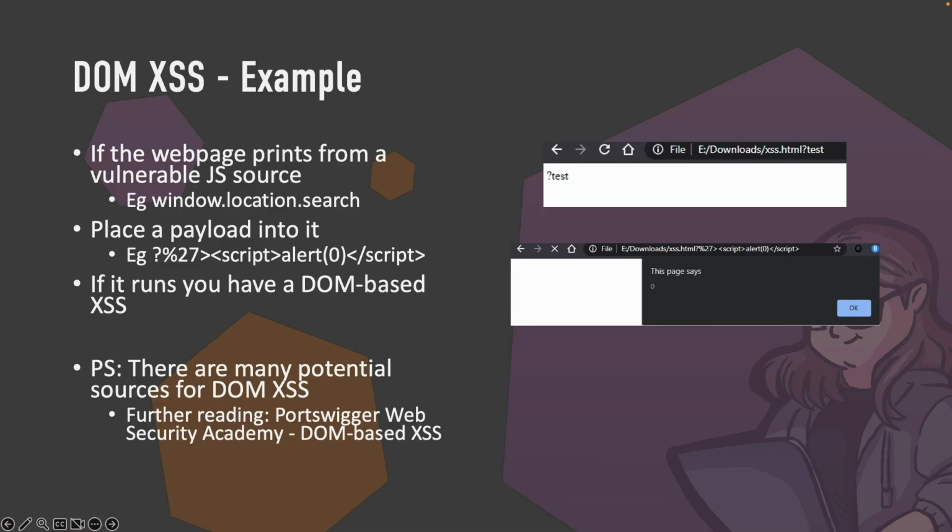So then you place your payload into that vulnerable location. You can see on this example here that it's grabbing the parameters, and you see it's printing out the parameters. We just need to set the parameter to be script alert 0. There are so many potential sources for DOM-based XSS. It is such a broad vulnerability category.